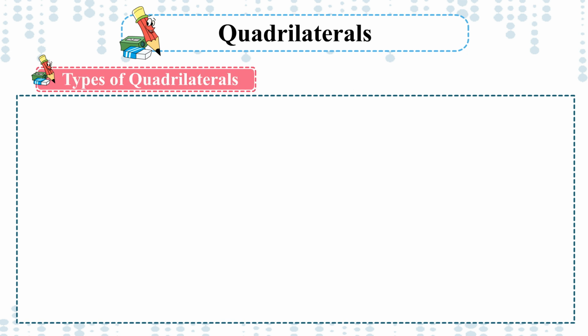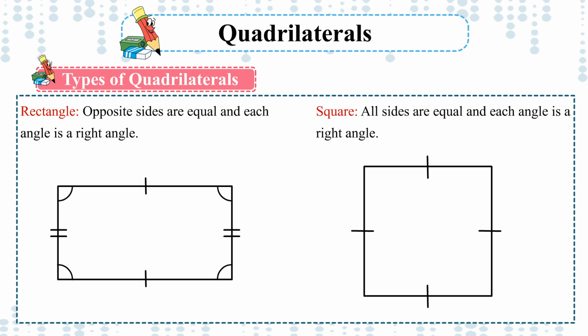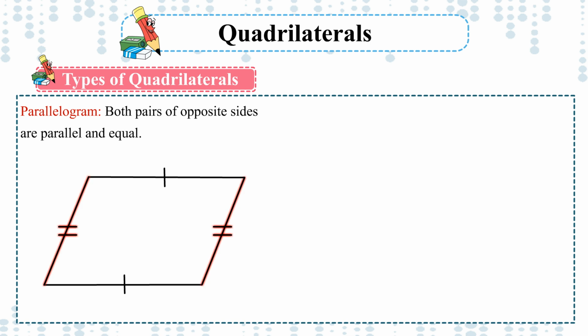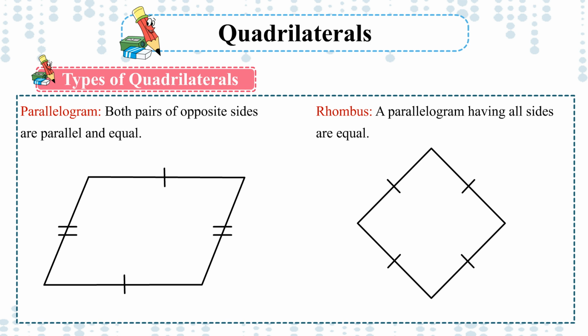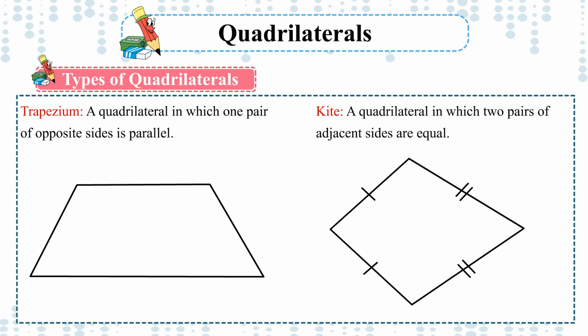Types of quadrilaterals. Rectangle: opposite sides are equal and each angle is a right angle. Square: all sides are equal and each angle is a right angle. Parallelogram: both pairs of opposite sides are parallel and equal. Rhombus: a parallelogram having all sides equal. Trapezium: a quadrilateral in which one pair of opposite sides is parallel. Kite: a quadrilateral in which two pairs of adjacent sides are equal.